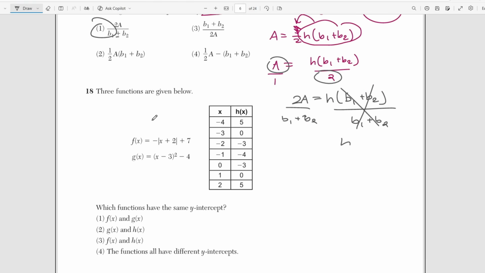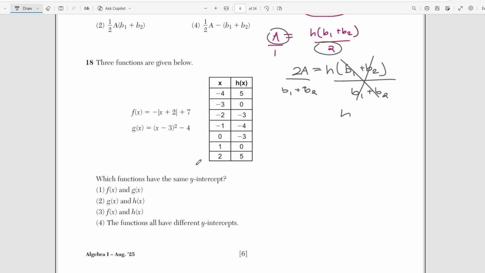Number 18 says 3 functions are given below. Which functions have the same y-intercept? So when we're talking about the y-intercept, it is when the graph crosses over the y-axis. And what's important is the y-axis exists when x is equal to 0. So the y-intercept is when x is equal to 0. So if I look here, this is my x and this is my y. When x is equal to 0, oh, it's this point right here, right? So over here, when x is equal to 0, y is equal to, sorry, negative 3. So the y-intercept here is negative 3.